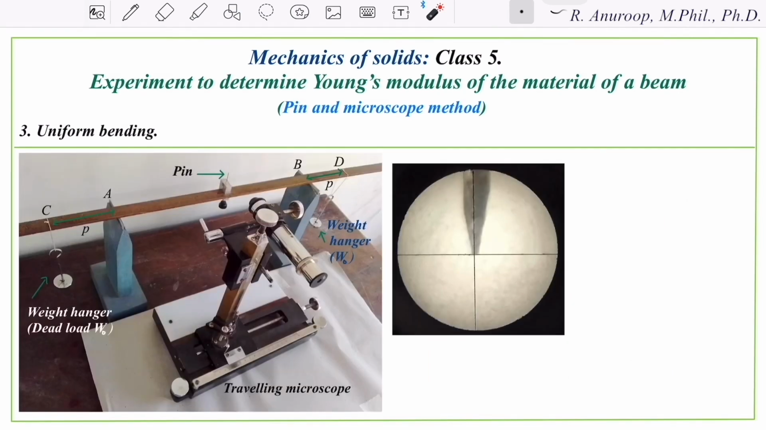This is the experimental part of uniform bending. The given bar is supported symmetrically on two knife edges at A and B. There are two weight hangers. Two equal weight hangers are suspended at equal distances from the knife edge. Let the distance from the knife edge to the weight hanger be P.